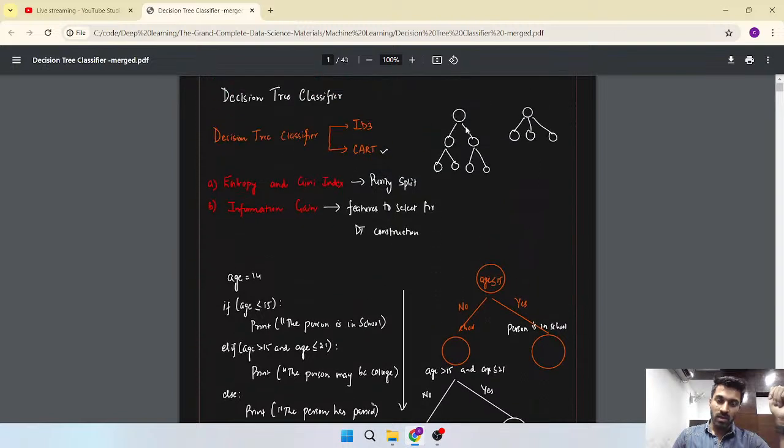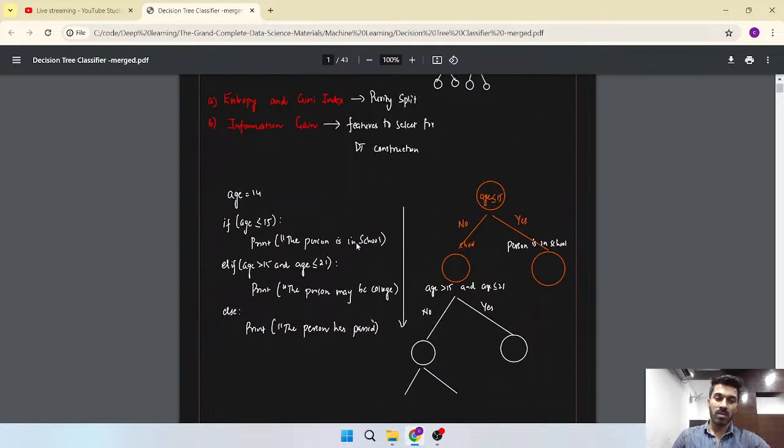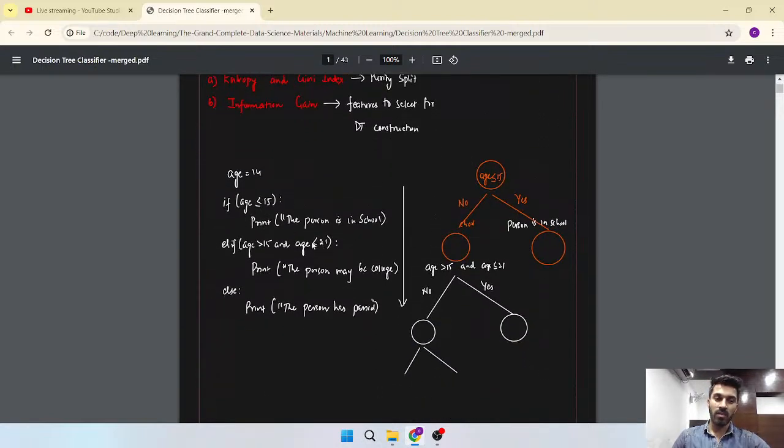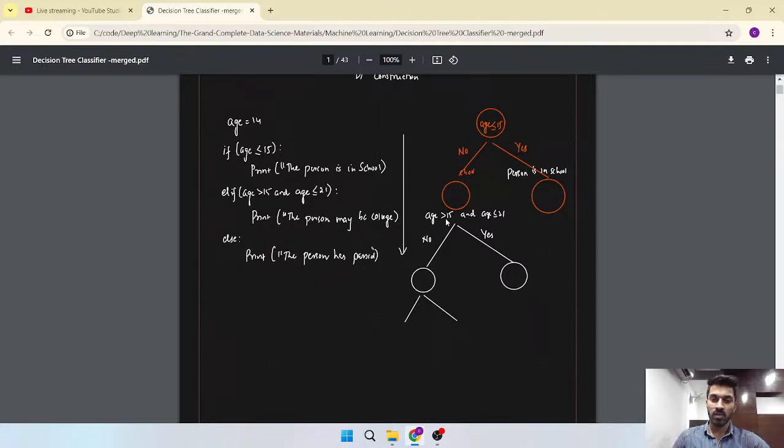So the decision tree looks like this. We can see it by branching. Basically, a decision tree is nothing but an if-else structure. Suppose you have created a function where age is less than or equal to 15: if yes, then the person is in school, and if no, then he is not going to school, something like that. You have to create a function like that, age greater than 15 and age less than or equal to 15.